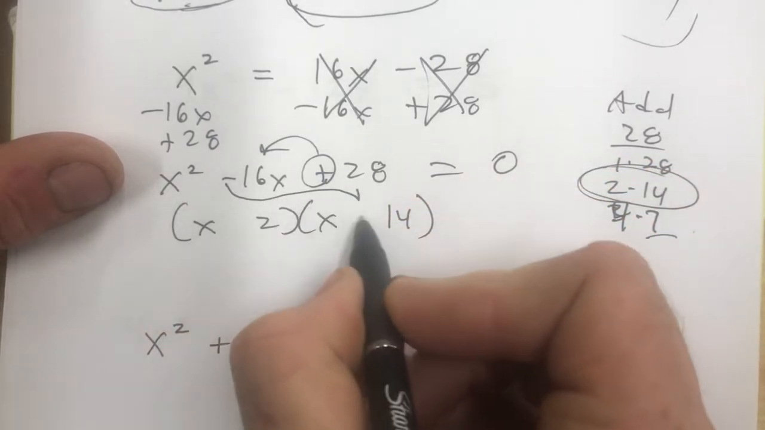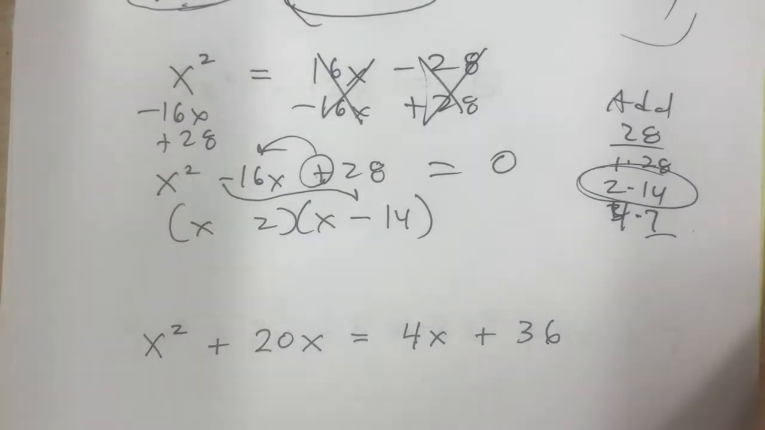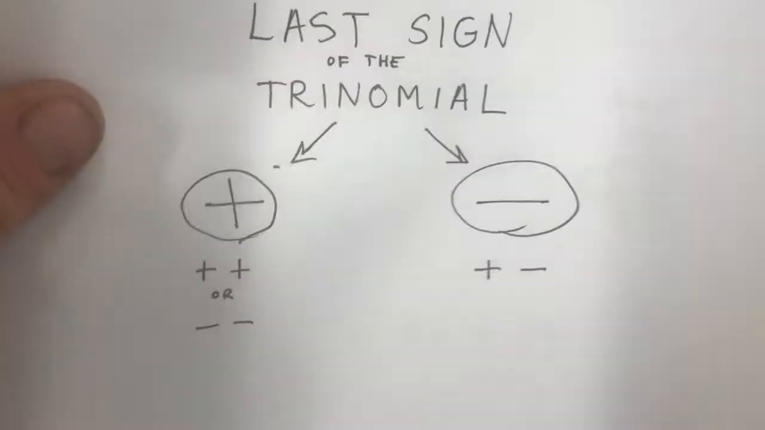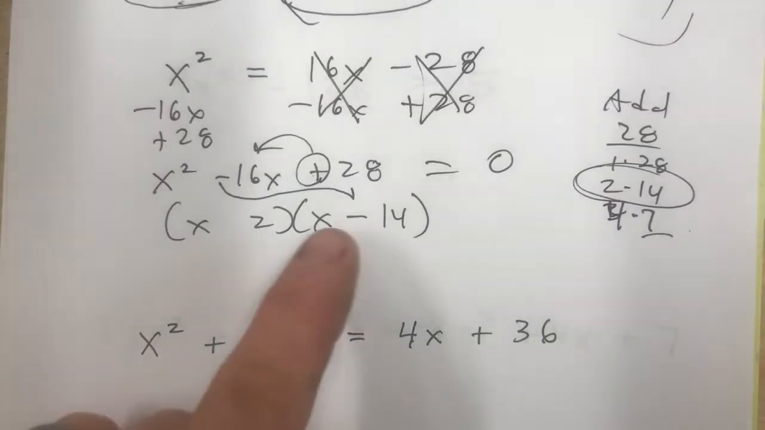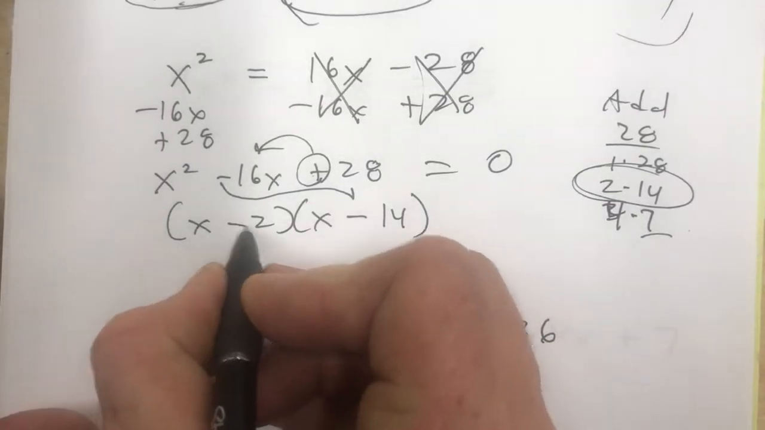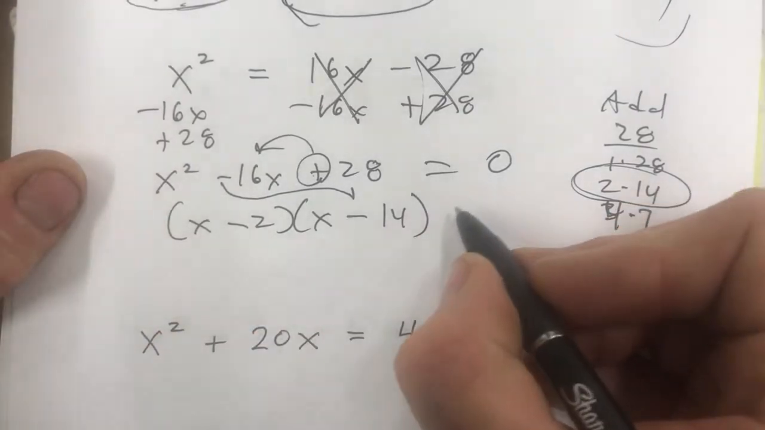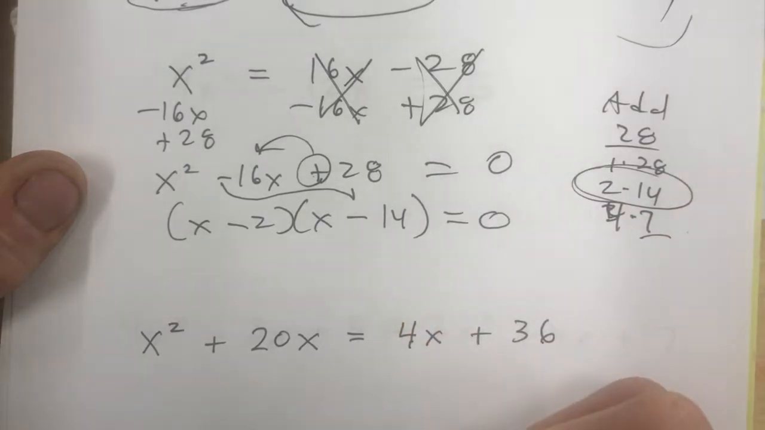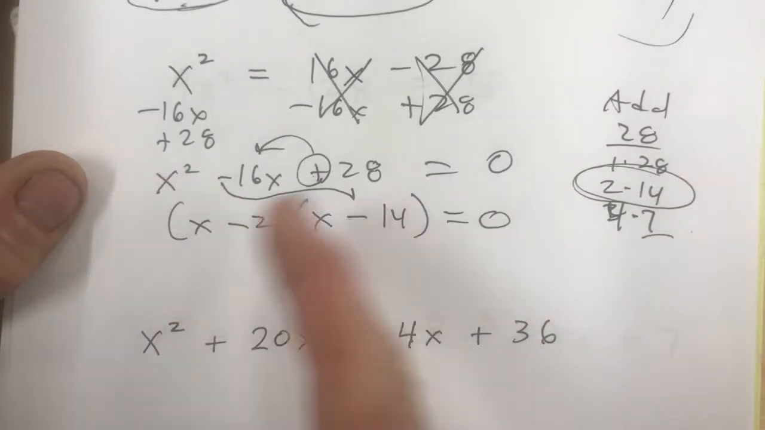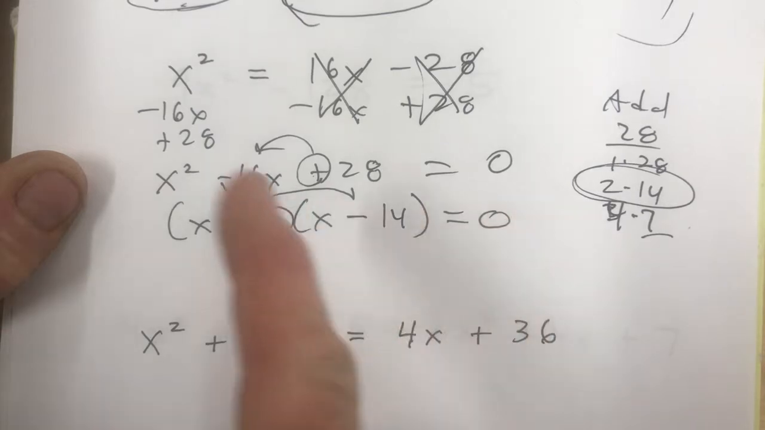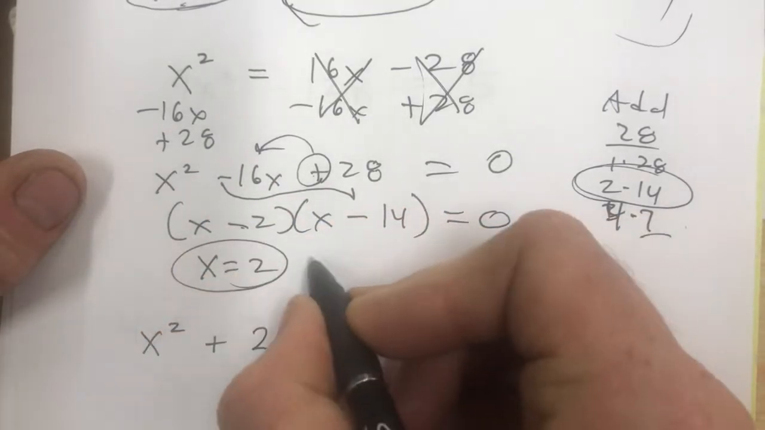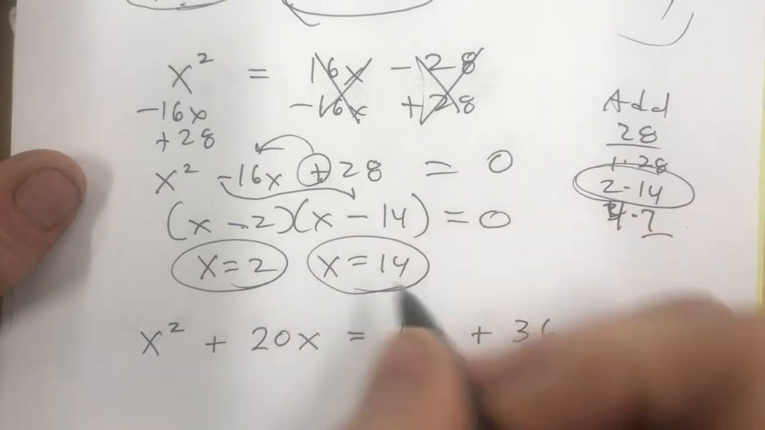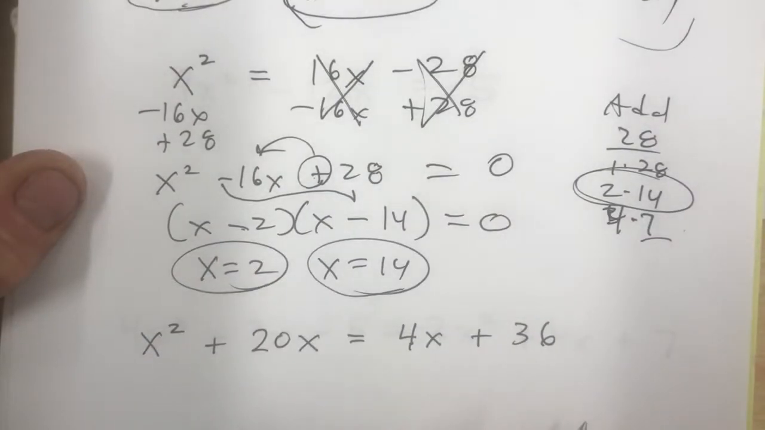This goes to the big one. And this last sign on this one now is a plus, which now if it's a plus, that means they're both positive or they're both negative. Well, this one's a negative, so they must be both negative. Well, those two factors equal 0. And so now since I have these factors here, they're multiplied and equal 0, one of these must be 0. So here, x would be 2, and here, x would be 14. And there's my solutions. Okay.